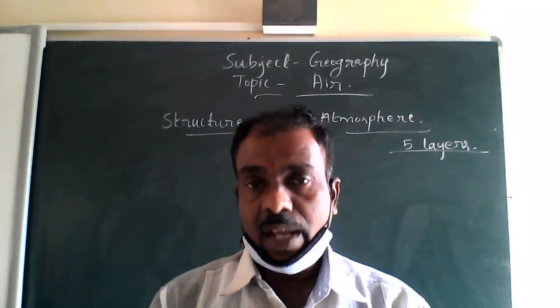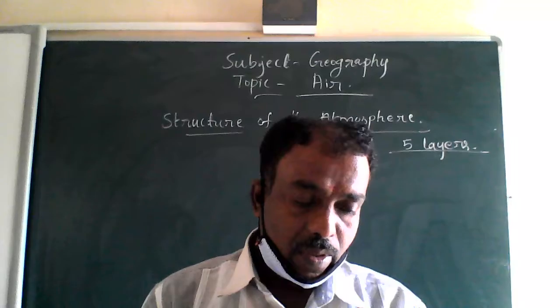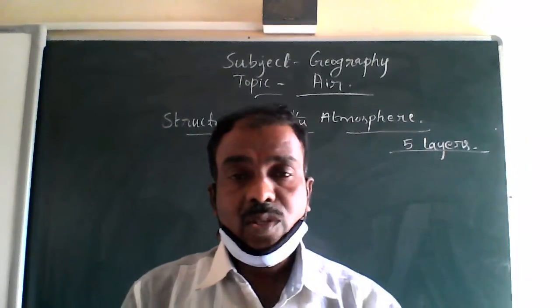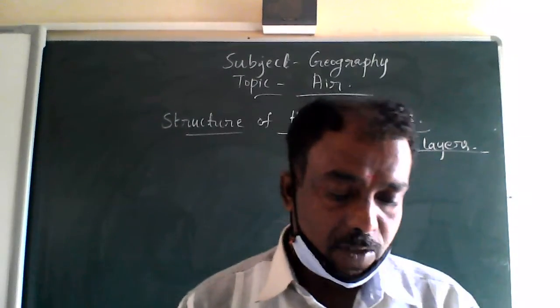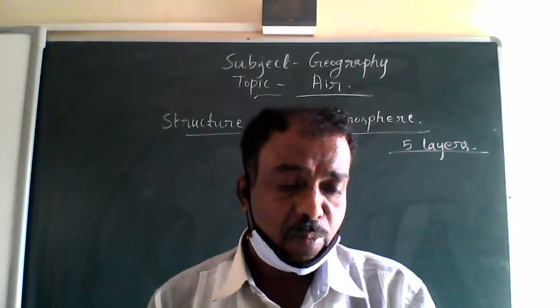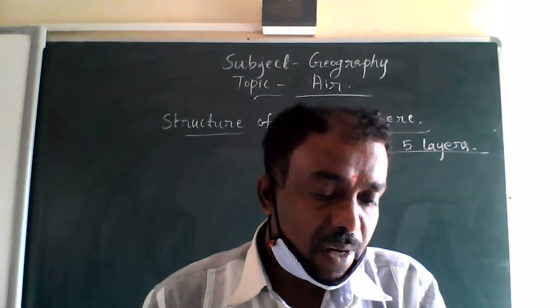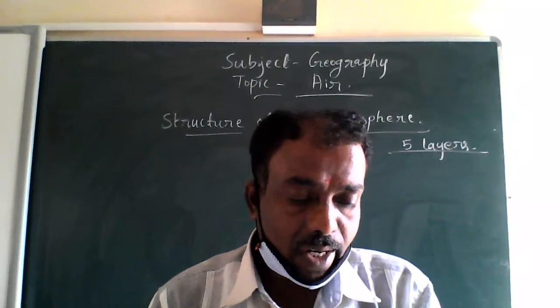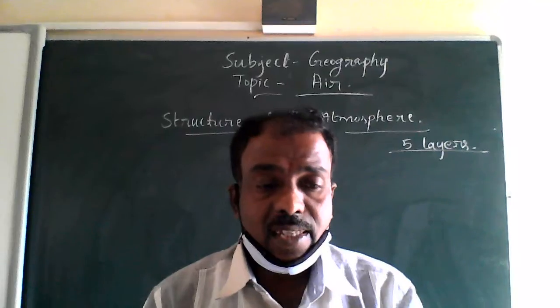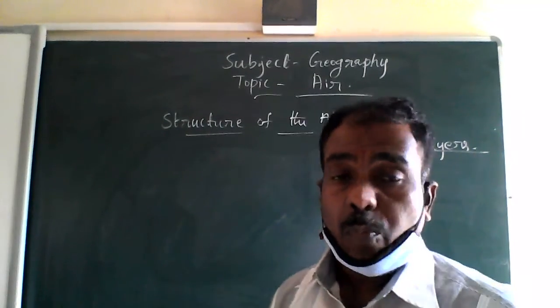Please open page number 22 and look at picture 4.2 there. If you observe that, there are the beautiful layers of the atmosphere, given in that picture and explained also. Okay, now let us discuss the first layer, that is the troposphere.